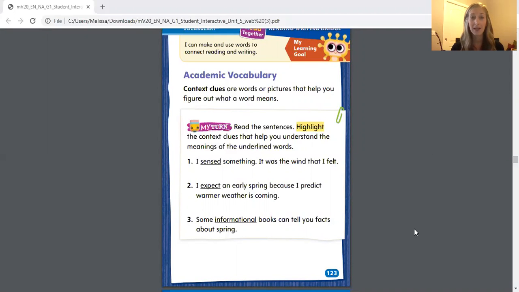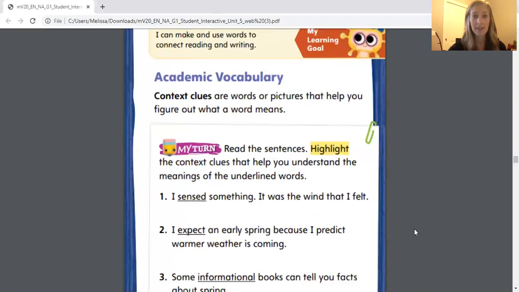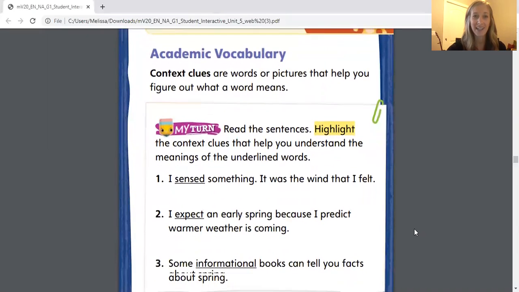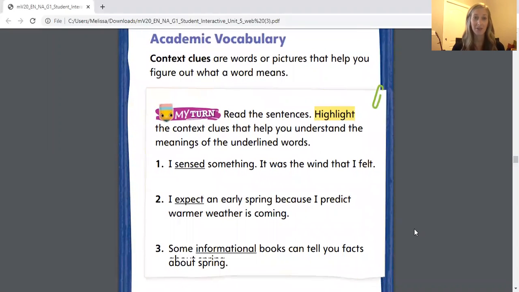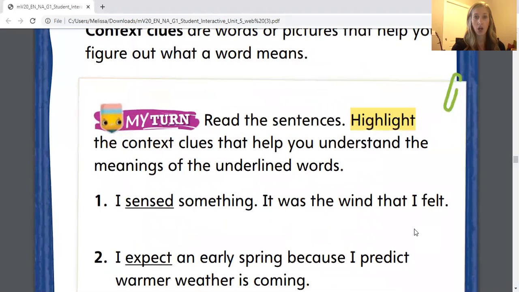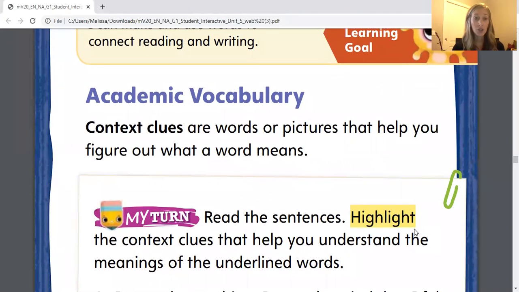So we're going to work on something called context clues. This is on page 123. Again, page 123. So context clues are words or pictures that help you figure out what a word means. For example, oftentimes in reading, we come across a word and we're not sure what it means, but we can use the other words around it to determine the meaning of that word.